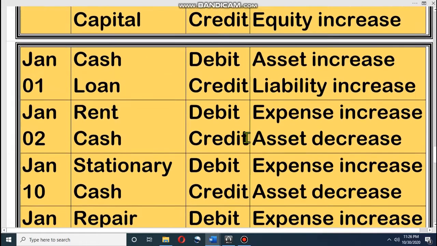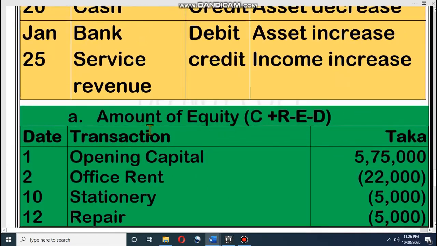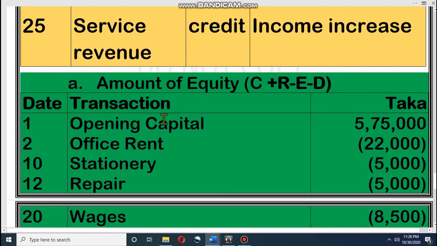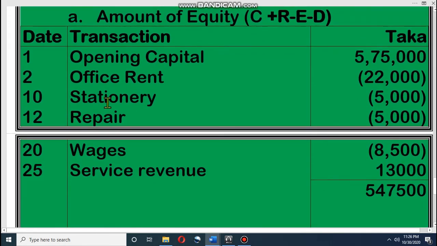Dear student, our next topic is to find the amount of owner's equity. All of you know that earlier I discussed the formula of owner's equity is C plus R minus E minus D. That means you have to add capital, then we have to add revenue, income, then we have to subtract expense, then we have to subtract the drawings account.